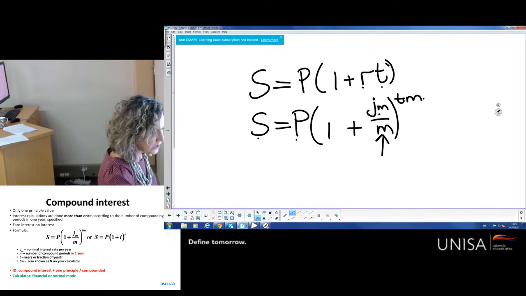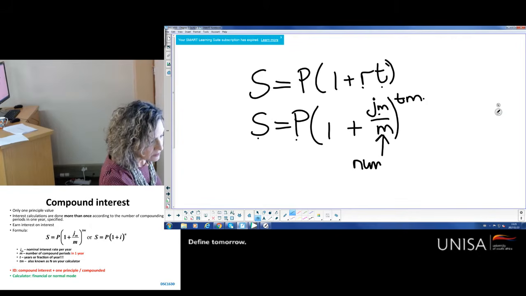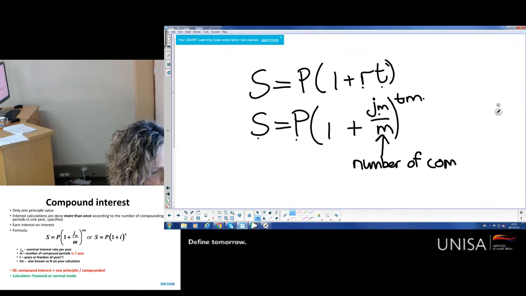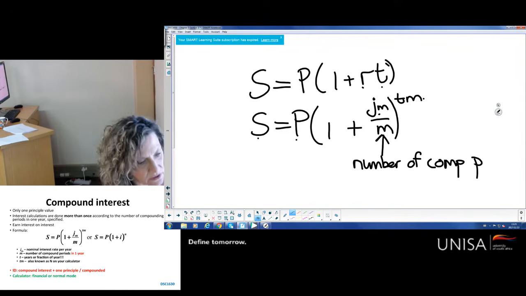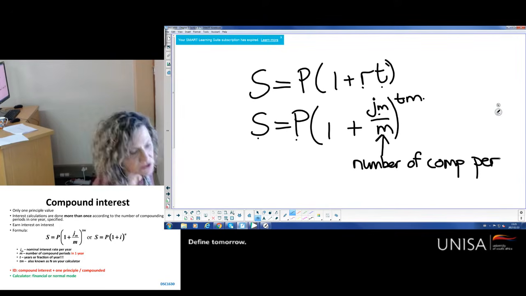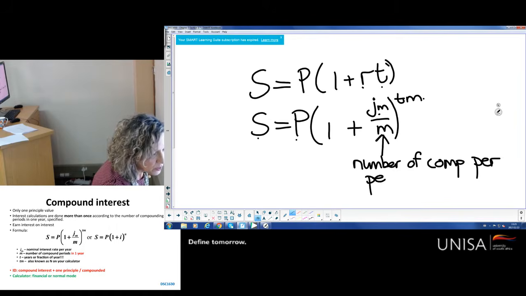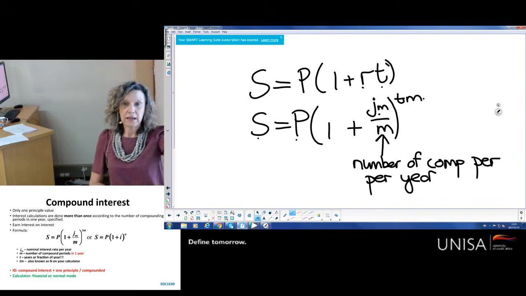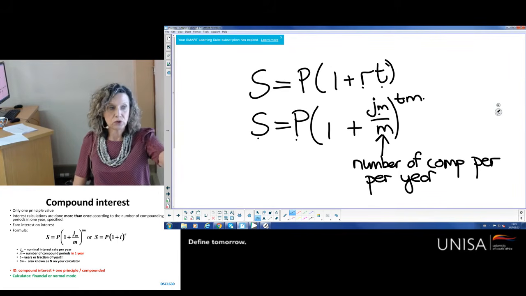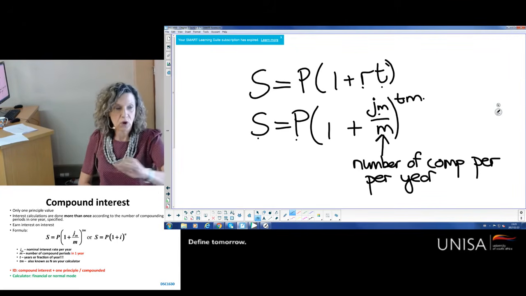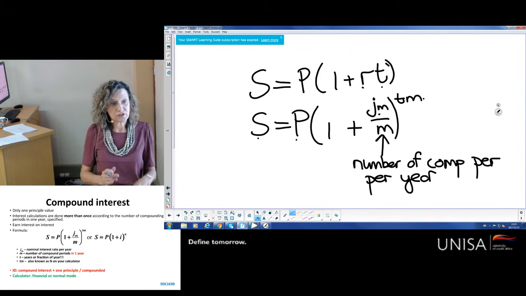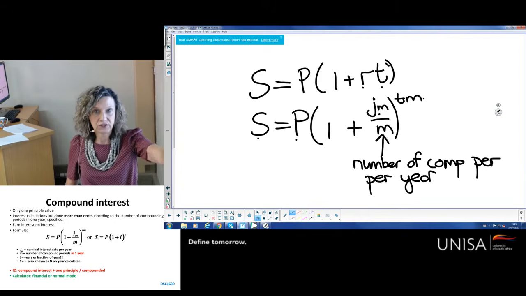Very important. So it's the number of compounding periods per year. If I say the interest rate is compounded monthly, then m will be 12 because you will do the compounding 12 times in 1 year. If it's weekly, how many weeks in a year? 52, so m will be 52.